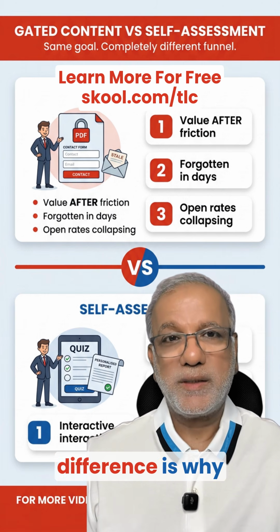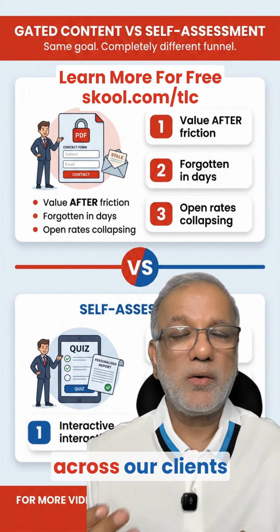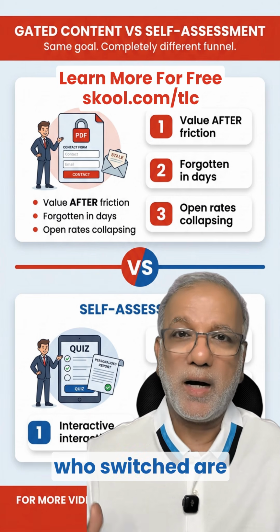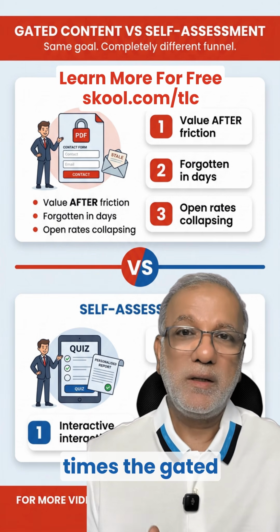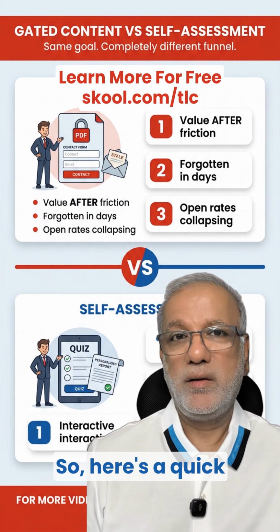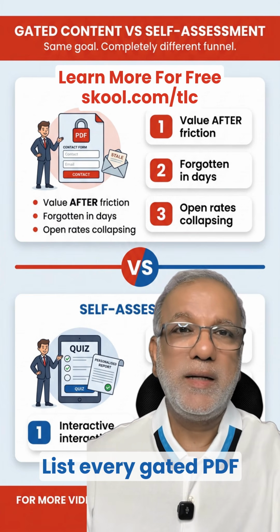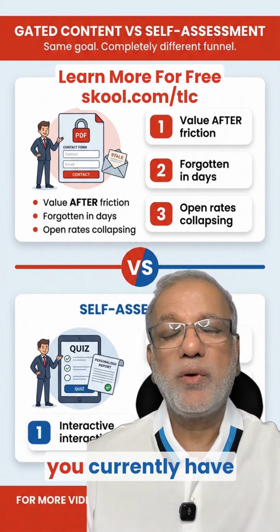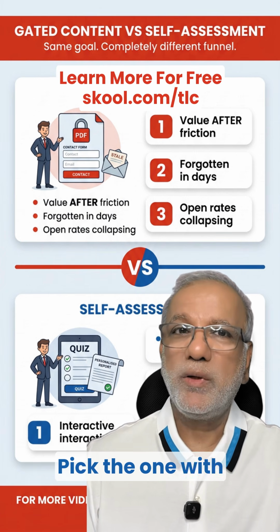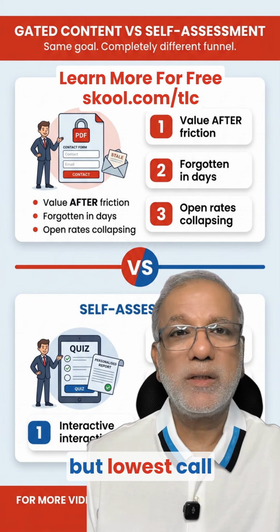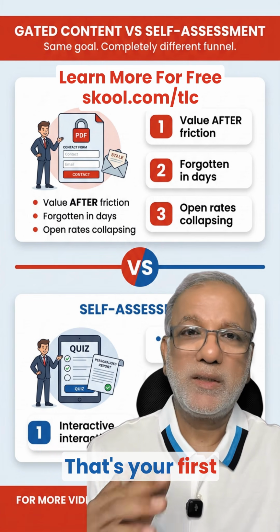That single difference is why retention numbers across our clients who switch are running at about 4 times the gated content rate. So here's a quick win for today. List every gated PDF you currently have. Pick the one with highest downloads but lowest call bookings. That's your first replacement candidate.